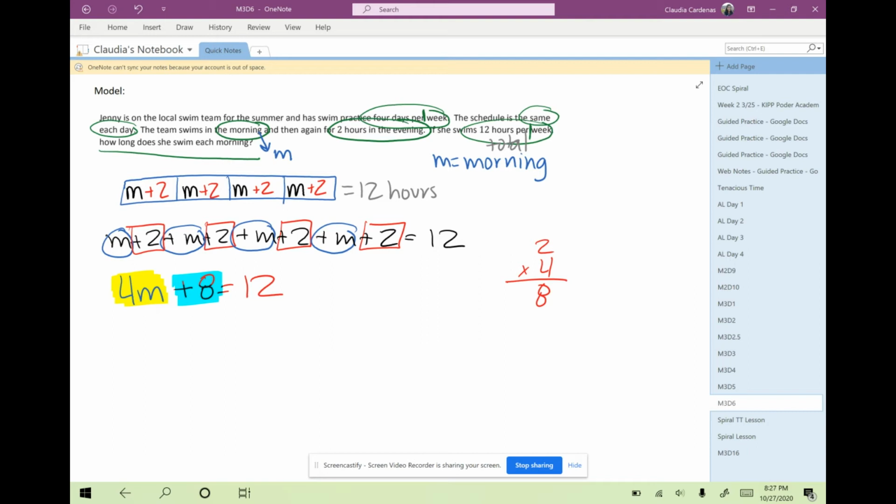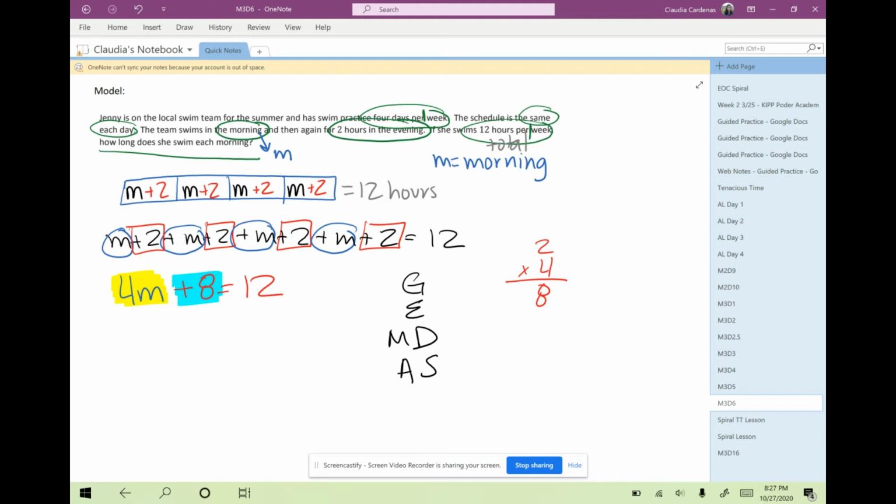Well, we know that to solve a normal problem like we did in our do now, we use order of operations or GEMDAS. Remember thinking about our grouping symbols, and then our exponents, then multiplying and dividing from left to right, and then adding and subtracting. Therefore, if we had the amount of morning hours, what we would do is multiply the morning hours by 4 and then we would add the 8 to get 12.